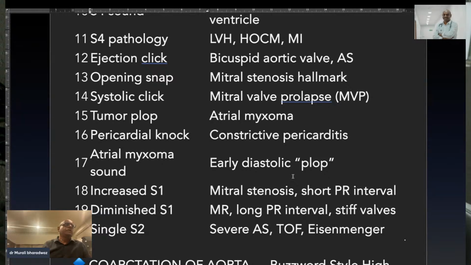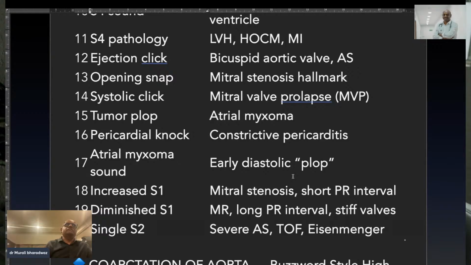Five. Mitral regurgitation. What is there in mitral stenosis? Mid-diastolic rumble, murmur. Early diastolic murmur, that's in AR. Ejection systolic murmur, AS. Pansystolic murmur, MR and VSD. And Austin Flint murmur, it's in AR.